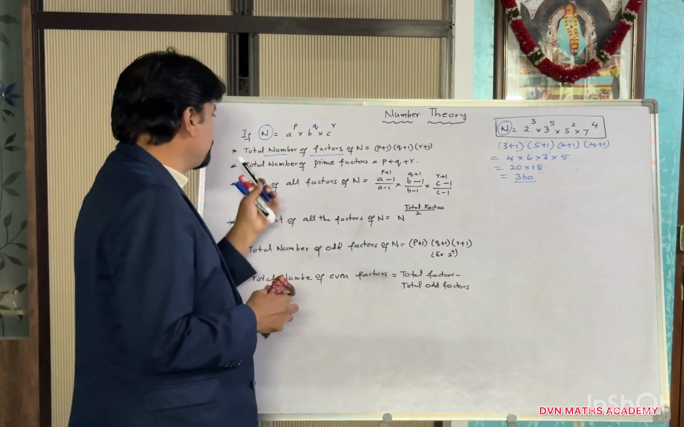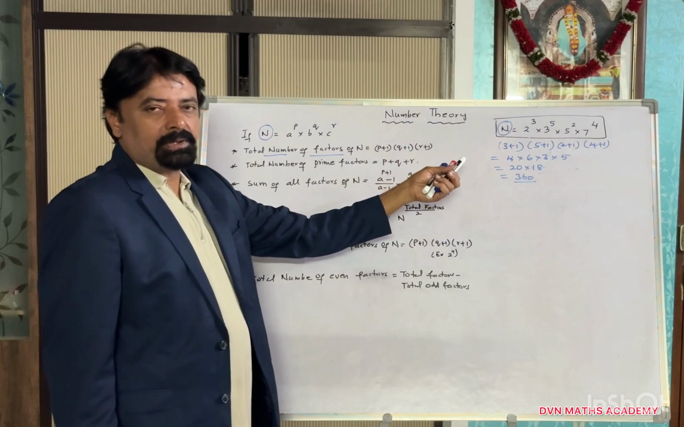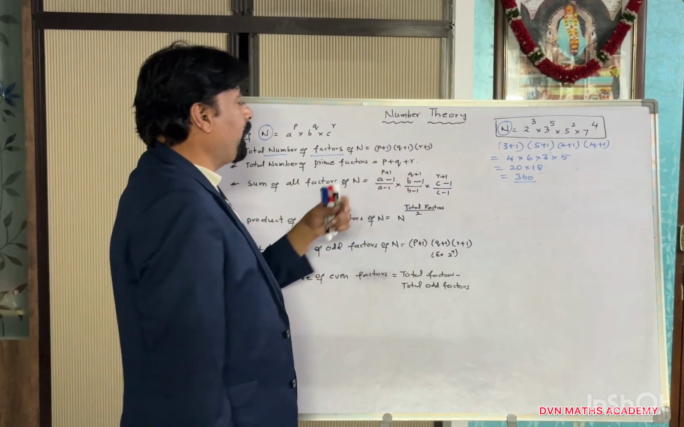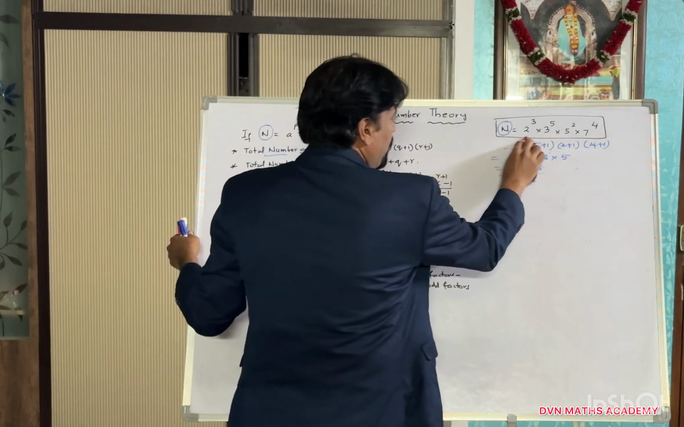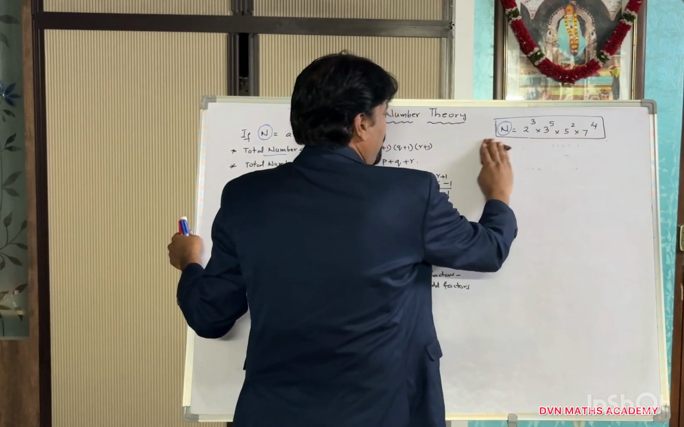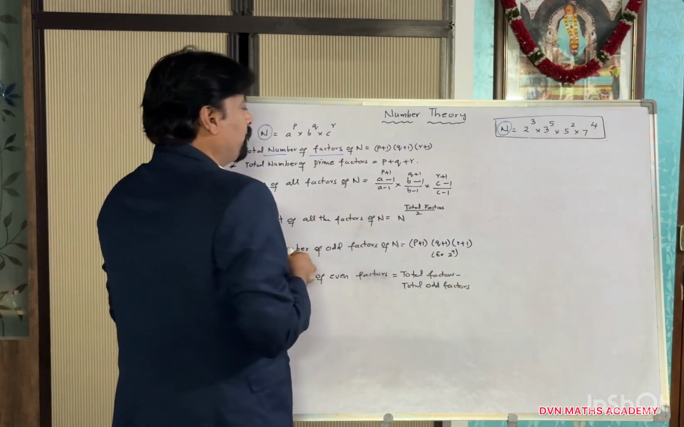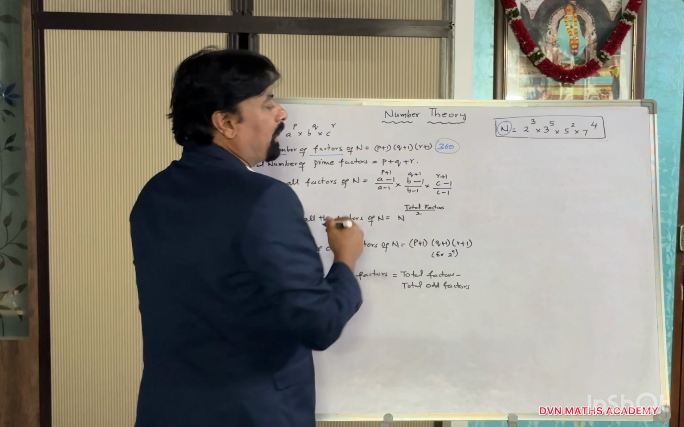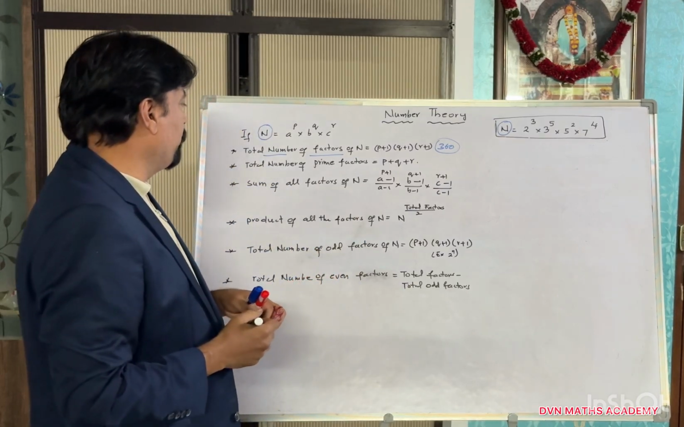So this is a very interesting concept. Many times they will ask you the total number of factors of the given number. Like this, we can find the total number of factors by using this formula. I will write here that the total number of factors of this given number is 360. This is the total number of factors of the given number.